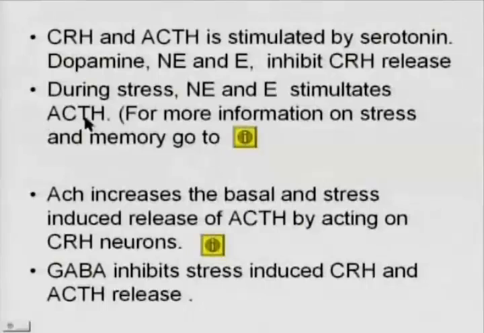I was reading this as acetylcholine. Sorry. Acetylcholine now increases the basal and the stress-induced release of ACTH by acting on the CRH neurons. And GABA, the brake, the fast-acting inhibitory neurotransmitter, inhibits the stress-induced CRH and thereby ACTH release.